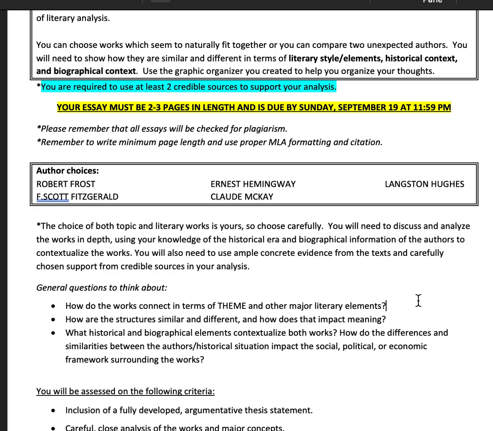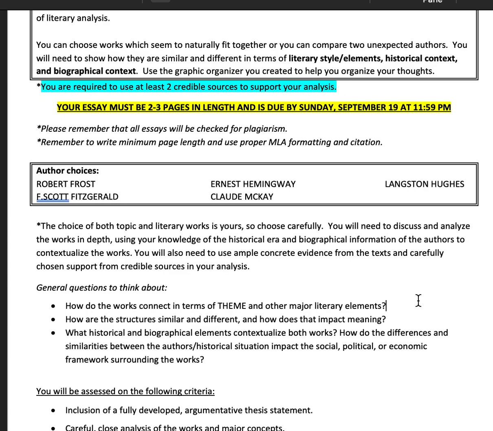Then my second paragraph might be something more like symbolism. Say I wanted to talk about a specific symbol in both poems, and I would say both Frost and Langston Hughes use a certain type of symbol to represent this idea. And then I might compare them, contrast them, and then the third paragraph I might say something like both Frost and Langston Hughes had a specific background that contributed to their work in this way. But what I'm doing is comparing and contrasting them across ideas rather than giving them each a separate paragraph.